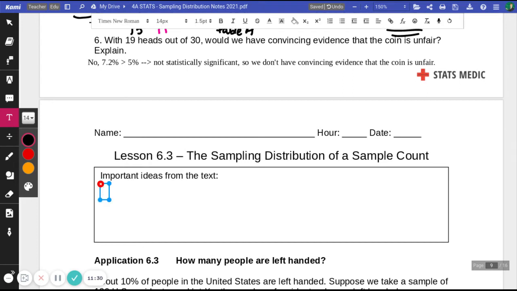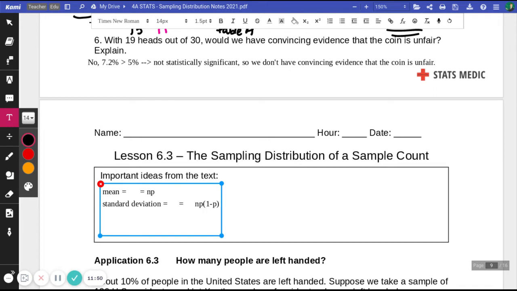So in order to find the mean mu, I'm going to jot that down in a second, we just do n times p. To find the standard deviation, sigma, we do the square root of np times 1 minus p. I'll draw all those in there.